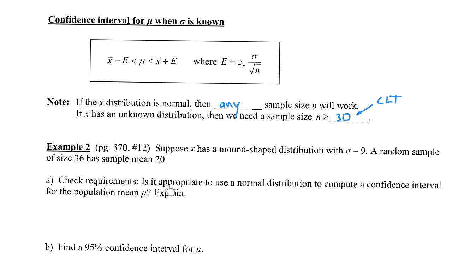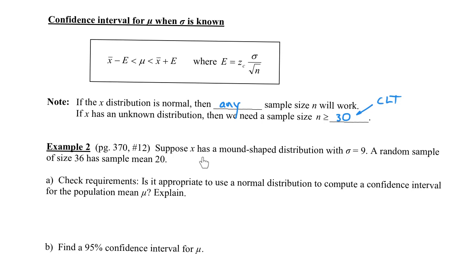So it says, is it appropriate to use a normal distribution to compute a confidence interval for the population mean mu? Yes, because of this, right? Sample size is 36. So if we hit this magic number, then we're okay. We know that our X bar distribution will be normal. If we don't hit this, then we don't know unless we know we're sampling from a normal distribution.